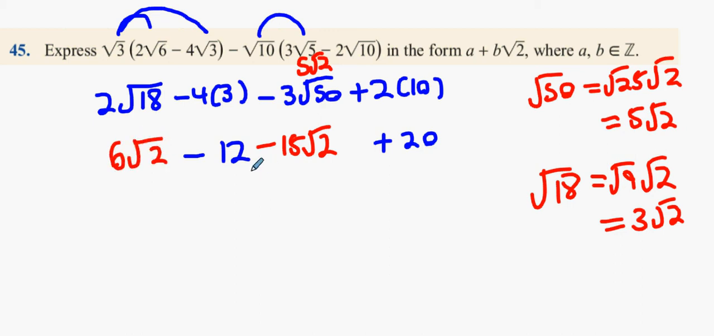Finally. Okay, 20 take away 12. 8. A is 8. 6 root 2 take away 15 root 2.